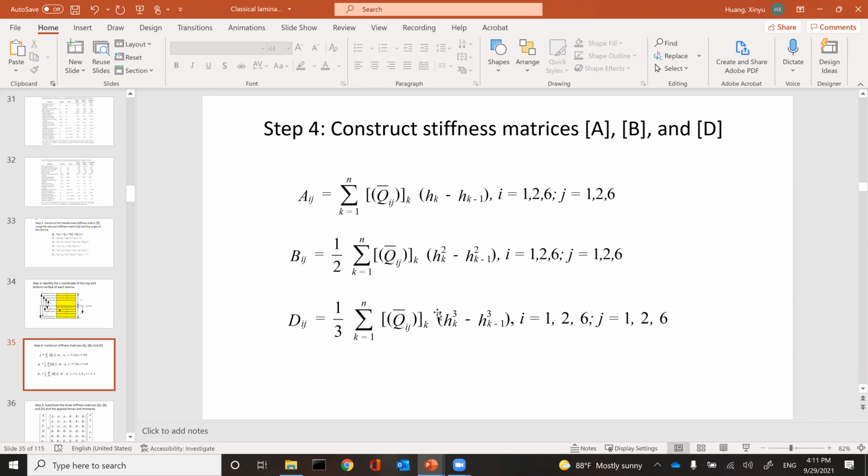You can see here, they multiply different. H has a unit dimension. So once you multiply that, it becomes different units.